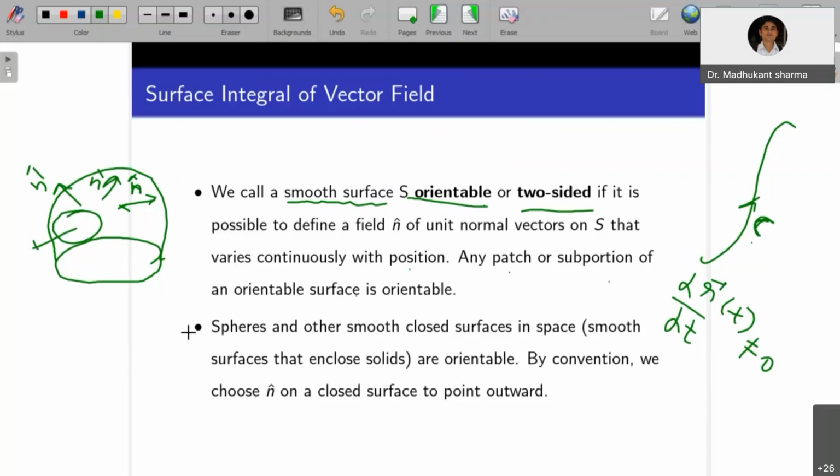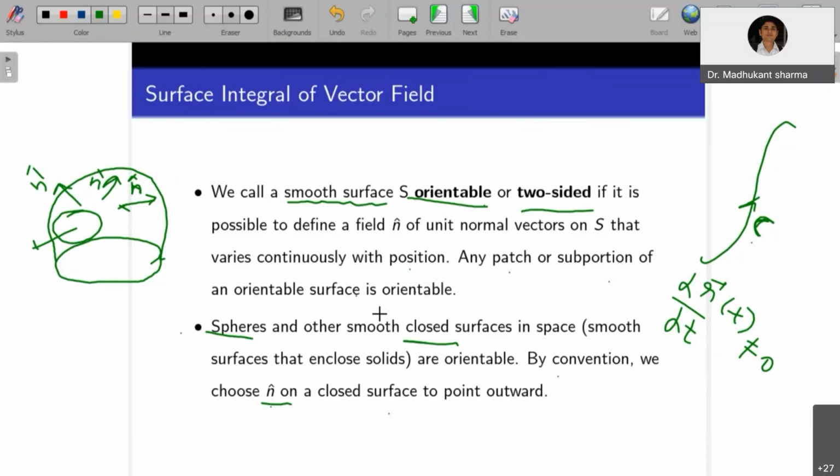In the next bullet, it is written what the possible examples are: spheres and other smooth closed surfaces. For example, a cone or a cylinder. Those are orientable. By convention, we choose n cap on a closed surface to point outward. That is why I already mentioned that n cap is a unit outward normal to the surface, which we take as the positive direction.